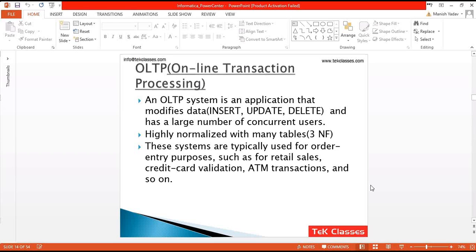Okay. So that topic is little detailed and very, very important. Okay. So just right now you remember, okay, it is to reduce duplicacy. So obviously you don't need duplicate data, right, in OLTP. This is banking, very critical data. These systems are typically used for order entry purposes such as for retail sales, credit card validation, ATM transactions, and so on.